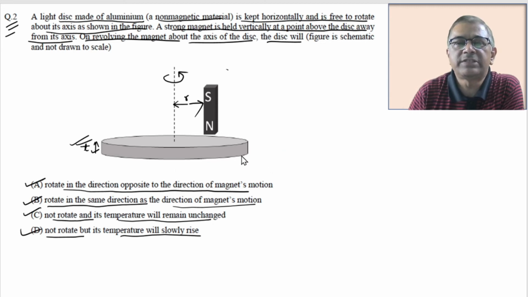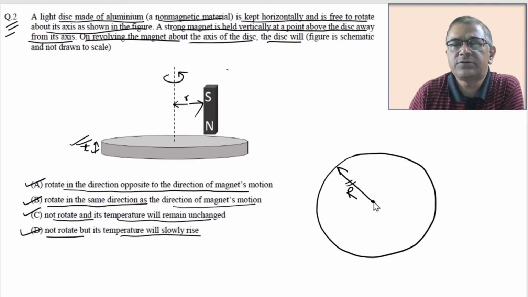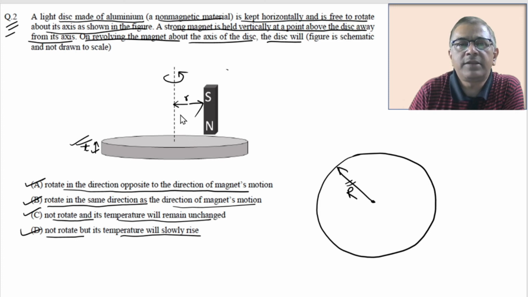This happens to be the side view. The top view should look like this. Here is a disk of radius capital R. The axis is passing through the center of this disk and is coming normally outside. And a magnet is placed at distance R from the axis. So the magnetic field lines are entering into the disk.